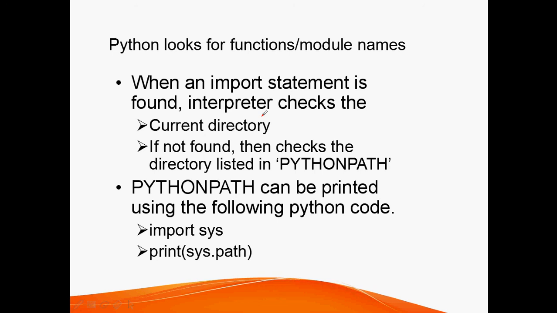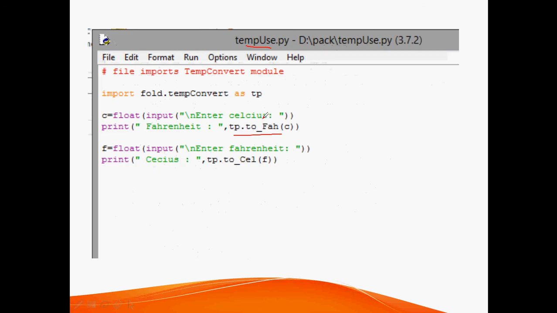Now, Python looks for functions and module names. Where does Python look for functions and module names whenever it sees them? That means in this program, Python saw this particular function name. Where does this Python program look whenever it sees a function name? That is the question.